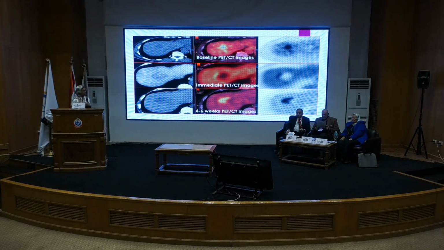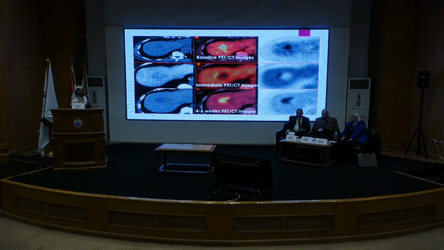Case number 2. This patient had an active hepatic dome focal lesion. Immediate PET-CT images showed a rim of activity at the ablation zone. At the 4 to 6 weeks PET-CT images, we found that this rim of activity showed a progressive course, and this patient was rendered as having positive malignant residual tumoral tissue.